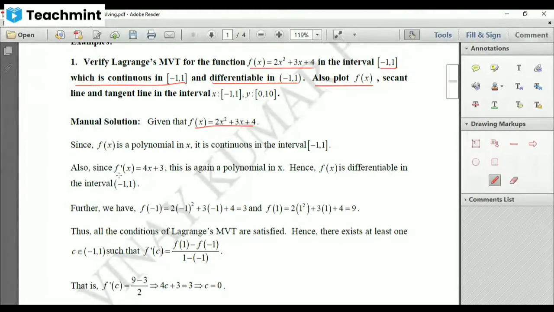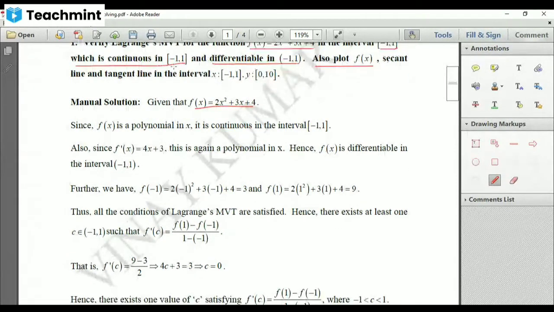So the derivative exists. Now, let us find out f of minus 1. F of minus 1 is 2 into minus 1 whole square plus 3 into minus 1 plus 4. Minus 1 whole square is plus 1, so plus 2 plus 4, which is 6 minus 3, gives you 3. Similarly, f of 1, if you substitute 1 here, gives you 2 into 1 square plus 3 into 1 plus 4, which is 9.